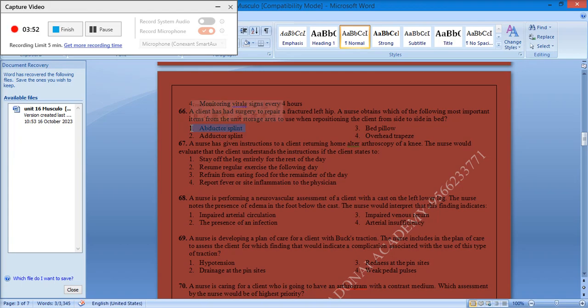67. A nurse has given instruction to a client returning home after arthroscopy of the knee. The nurse would evaluate that the client understands the instruction if the client states to: 1. Stay off the leg entirely for the rest of the day. 2. Resume regular exercise the following day. 3. Refrain from eating food for the remainder of the day. 4. Report fever or site inflammation to the physician. The correct answer is 4. Report fever or site inflammation to the physician.